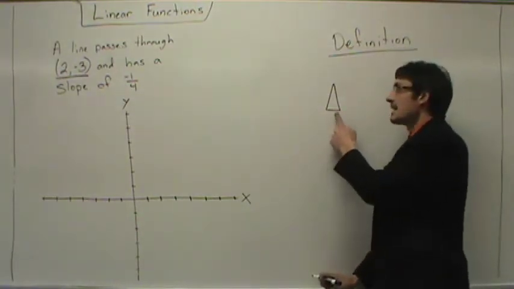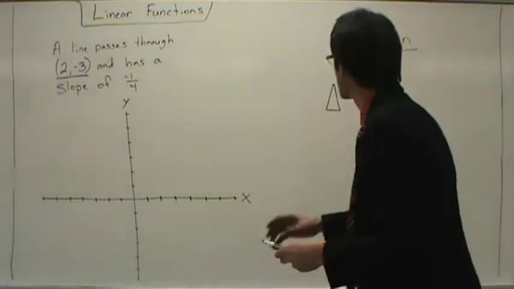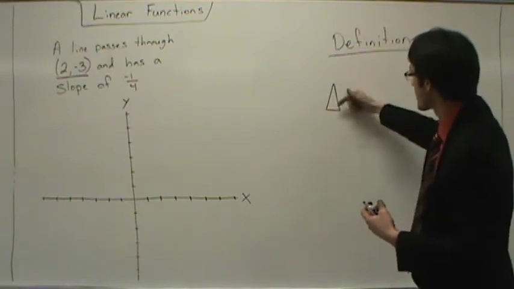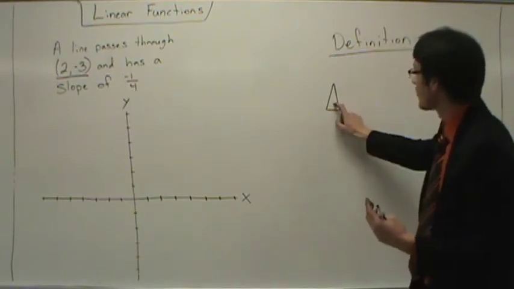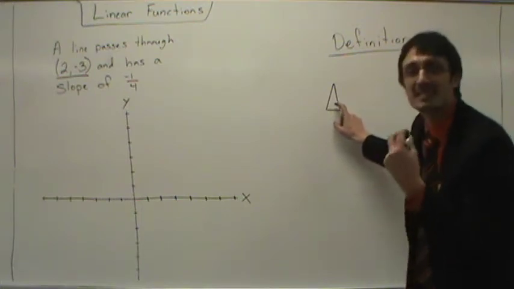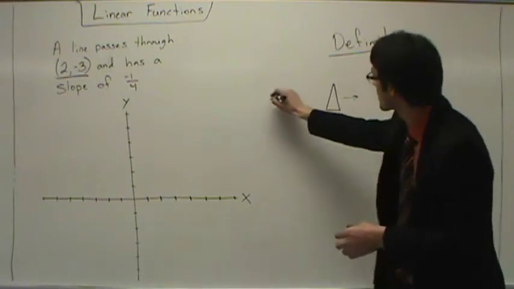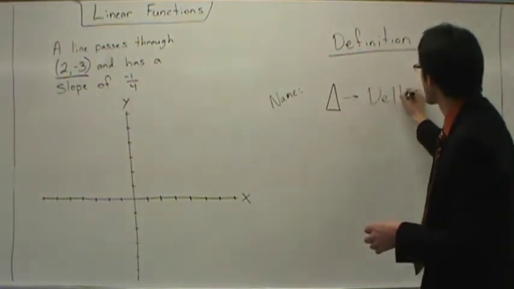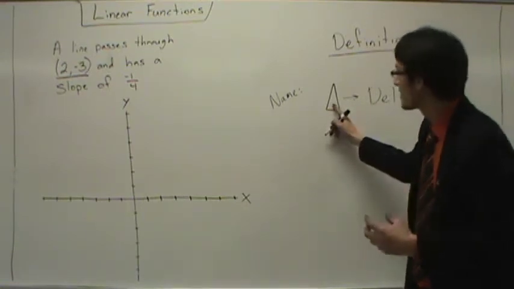This is a letter in the Greek alphabet. In math, we run out of letters in our own alphabet, and so we borrow letters from the Greek alphabet. This looks like a triangle, but this actually represents the 4th letter in the Greek alphabet, or what would be equivalent to capital D. The name of this symbol is delta.